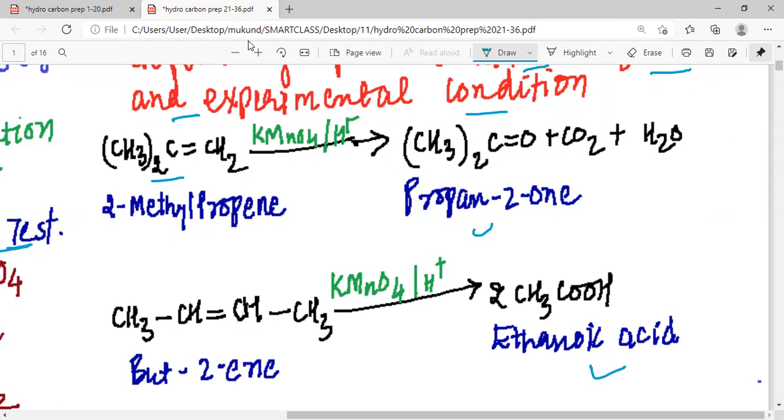If we have 2-methyl propene, let me show you the structure. You have CH3, then C, CH3, double bond CH2. This is 1, 2, and 3. It's 2-methyl propene. When this 2-methyl propene undergoes oxidation with acidified KMnO4 or acidified potassium dichromate, it gives us propan-2-one, my dear students.